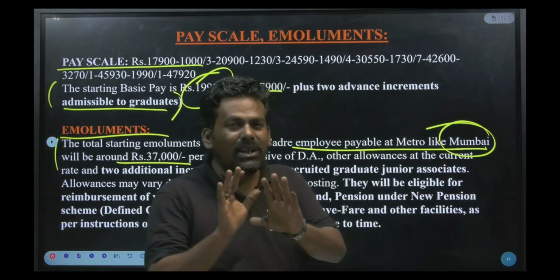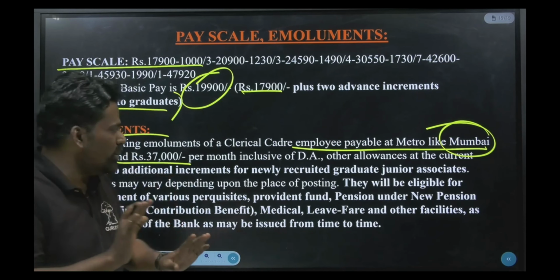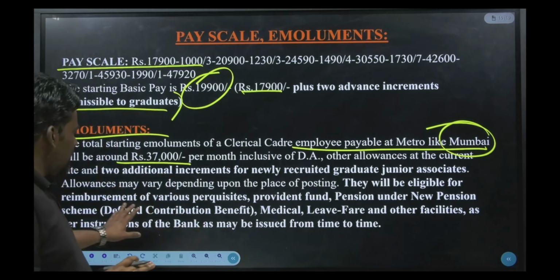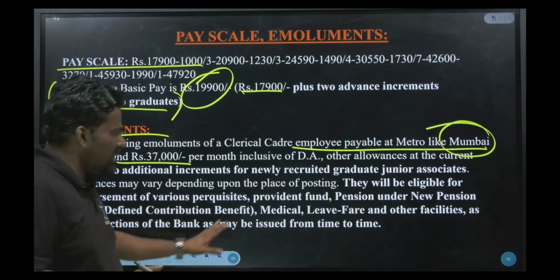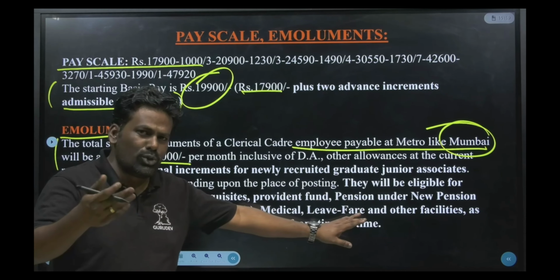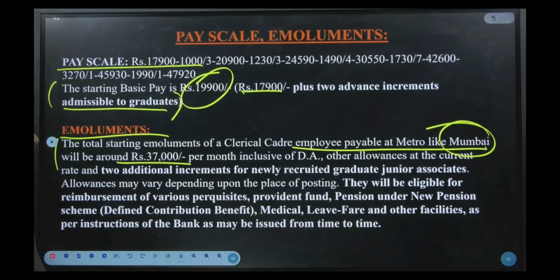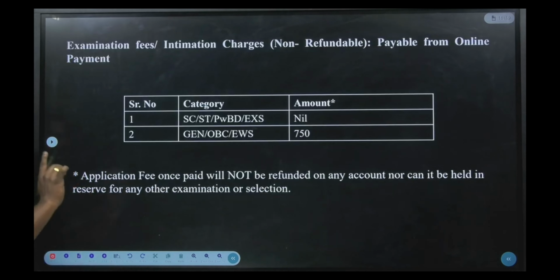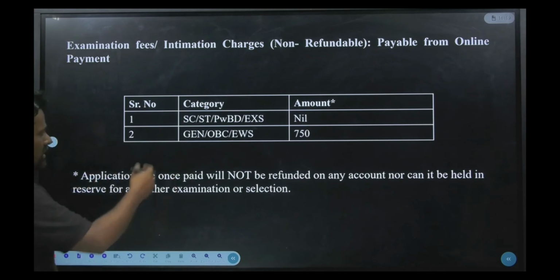Now a very important thing I am going to tell you is that other facilities will also be given. Various perks will be there, provident fund will be there, pension, and the person can join NPS, the new pension scheme, or EPS. All the other things will be there, privilege leave, all kinds of leaves. I will be telling one important thing about salary in the next slide.